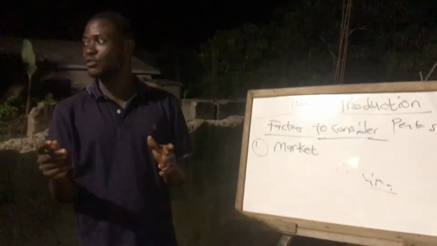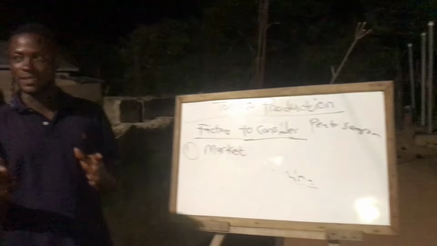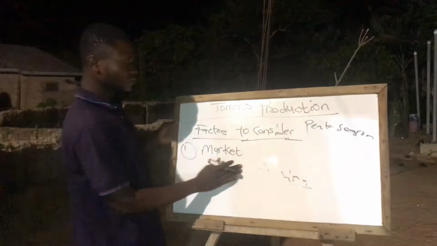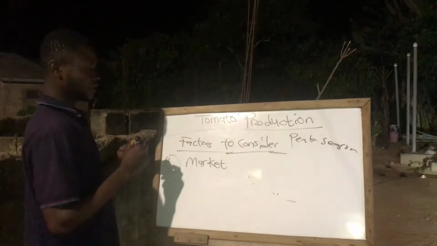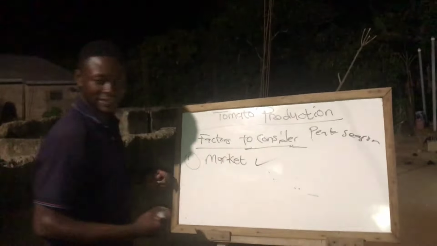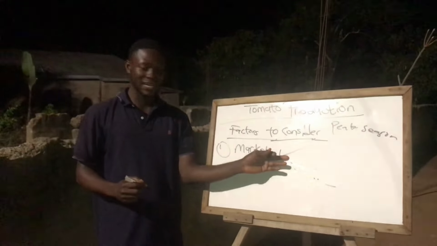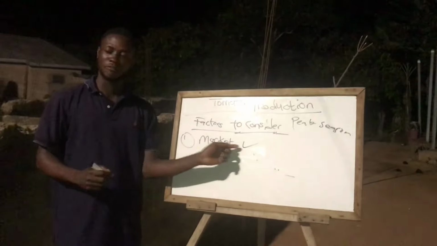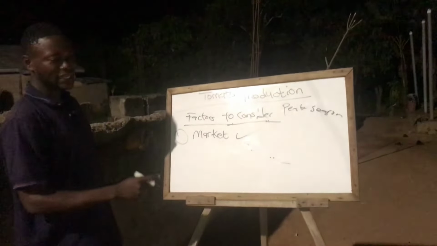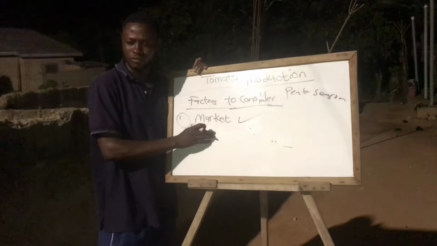So those are the factors you have to consider. The market is one of the factors. You have to make sure that you have a market for that, because the availability of a market is the key. Make sure that for the produce you are going to produce, you have a market for it.